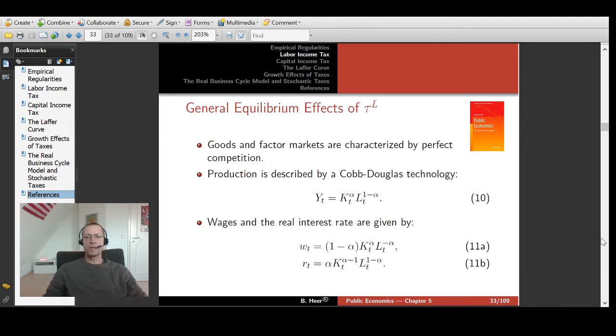Now, goods and factor markets are characterized by perfect competition, and we assume that production is characterized by a Cobb-Douglas technology with capital and labor, and the capital income share is denoted by alpha, and the labor income share is denoted by 1 minus alpha. We will set alpha to the US value of 36%, alpha equal to 0.36. Now, with perfect competition, factors are rewarded by their marginal product, so that the wage W and the interest rate R are simply equal to the marginal product of labor and capital, which are presented in equations 11.